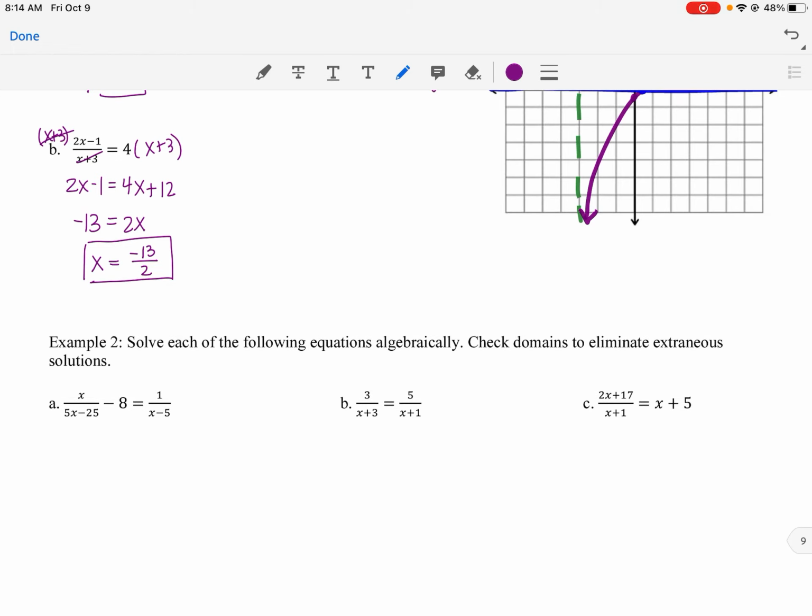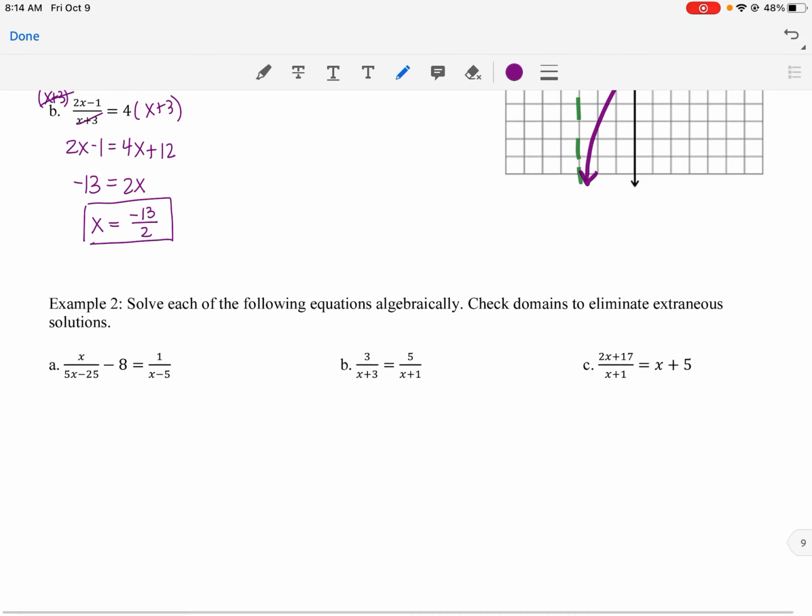Okay. Let's look at the next one. It says, solve the following algebraically, check domains to eliminate extraneous solutions. So on this first one, we would want to make sure that we have one fraction before we cross multiply or get rid of the denominators. So I'm going to go ahead and make this 8 times, in this case, we want that 5x minus 25 to multiply on the top and bottom, such that it will have a common denominator.